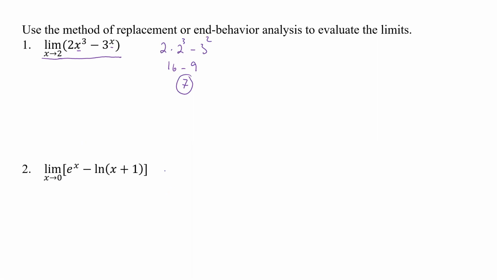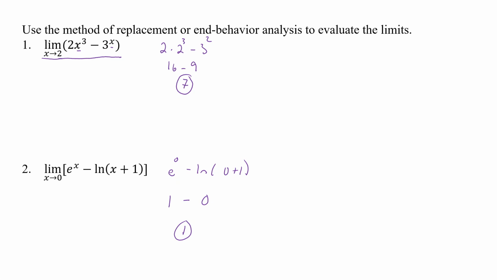So now we're going to plug in 0, because this says use method of replacement or in behavior. So we'll try 0 first. And so e to the 0 minus ln of 0 plus 1. Well, e to the 0 is 1 minus ln of 1. Well, that's just going to be 0. And so our limit here is just going to be 1. Okay.